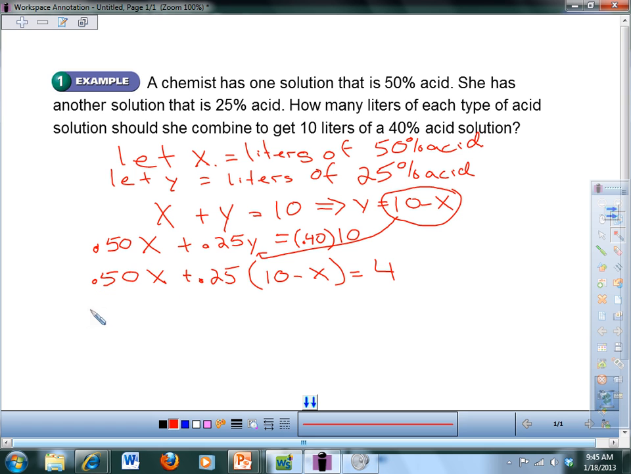Then you want to distribute just like we've been doing, 0.5x plus multiply this times this. That, I believe, gives you 2.5. And then you multiply this times this, which is negative 0.25x equals 4. And then you combine your like terms. So you have this and this. What's 0.5 minus 0.25?